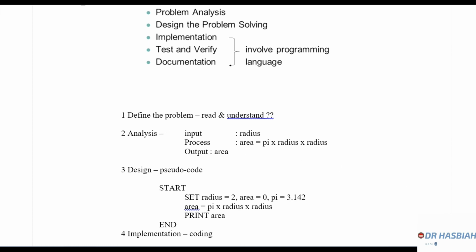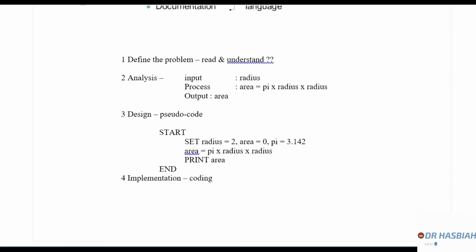After that, you do the design. You do the algorithm, either using pseudocode or a flowchart. For me, I use pseudocode here, because I don't want to draw the symbols using Word. It is quite complicated, so I use pseudocode. We start here with the word start, and then end. Set radius equal to 2, area equal to 0, pi equal to 3.142 here. Because we are given the value of radius and the value of pi, we set them here. After that, you can calculate the area of the circle.